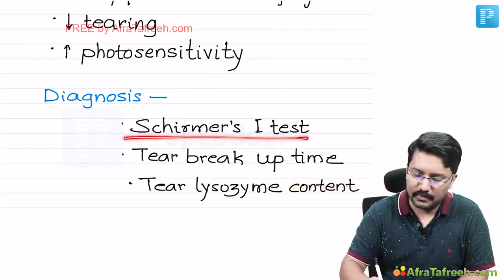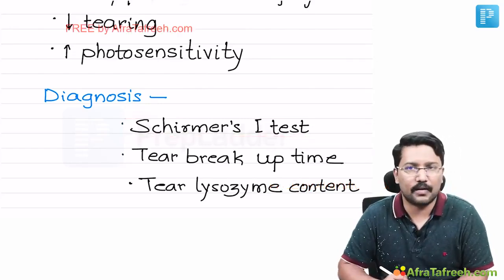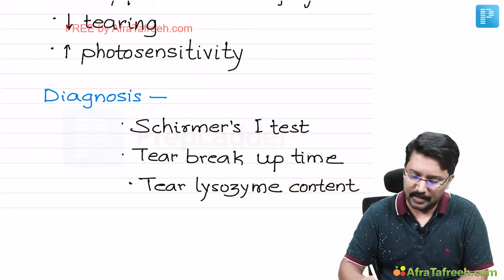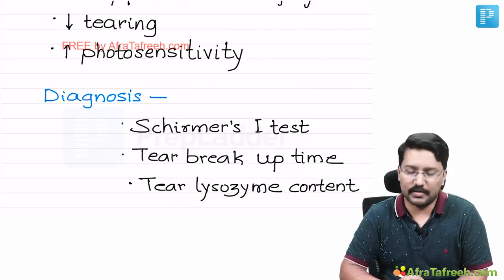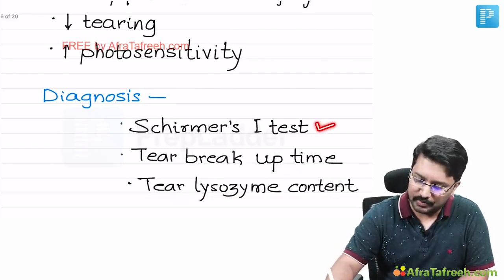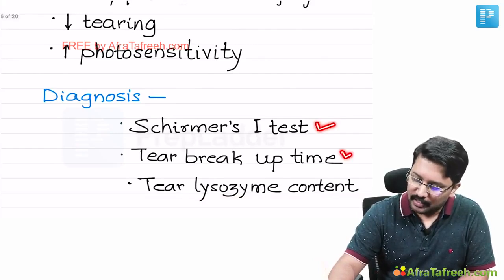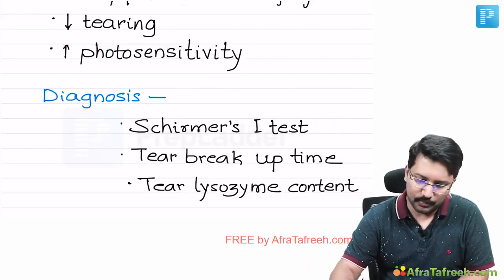One thing that we are all familiar with is Schirmer's eye test. The other thing we can do is tear breakup time, or we can also try to demonstrate that the tear lysozyme content is low. These are three commonly practiced things. Particularly, I want you to remember Schirmer's eye test and tear breakup time. These two particular points.